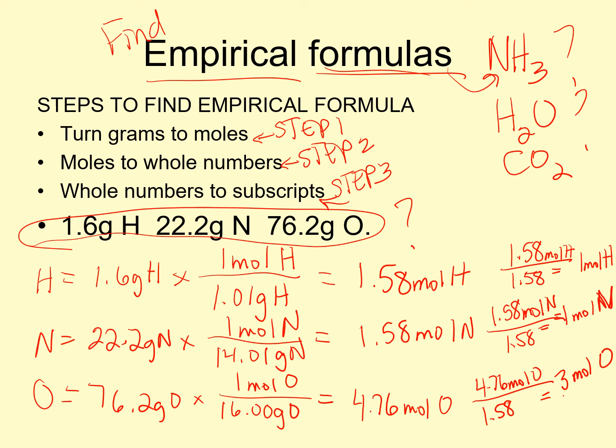Now I can use those whole numbers as subscripts. Okay. So the chemical formula of this stuff, the empirical formula, is H 1 time, because there's 1 mole of it, N 1 time, because there's 1 mole of it, O 3 times, because there's 3 moles of it. So this is the empirical formula. Woohoo! That's the empirical formula. It's a process we did all 3.